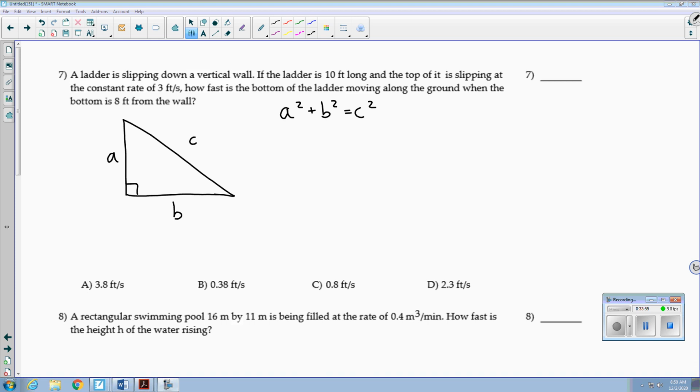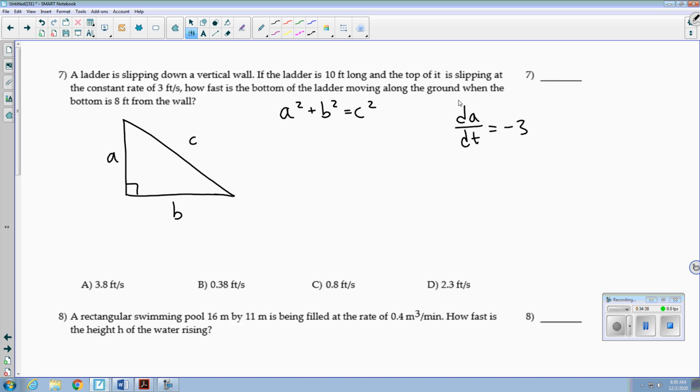So we know that at the top it's slipping at a constant rate. So the rate of change of A, the height of the top of the ladder with respect to its position relative to the ground, is represented by A. So as it's sliding down, the value of A is changing. So dA/dt, the rate of change of the height above the ground, is going down 3 feet per second. So this fact that it's slipping down means it's decreasing. So make sure you make that negative.